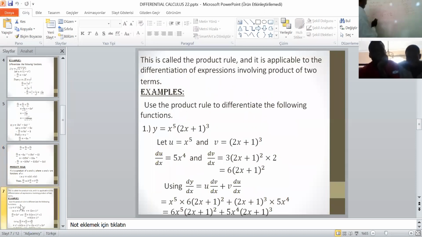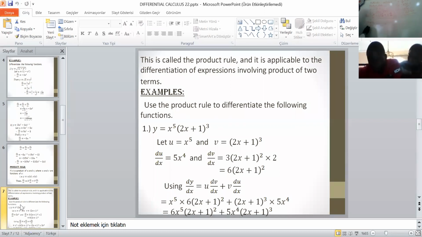we are given y is equal to x raised to the power of 5, then brackets open, 2x plus 1 raised to the power of 3. So if you check, this is x raised to the power 5 multiplying 2x plus 1 all raised to the power 3. So x raised to the power 5 is a function of x. 2x plus 1 raised to the power 3 is also a function of x. And this is the product of these two functions of x. And that means the product rule is applicable to this expression. The question is I should differentiate y with respect to x.